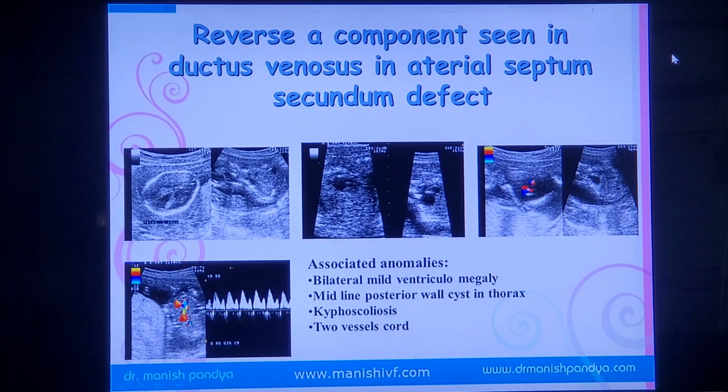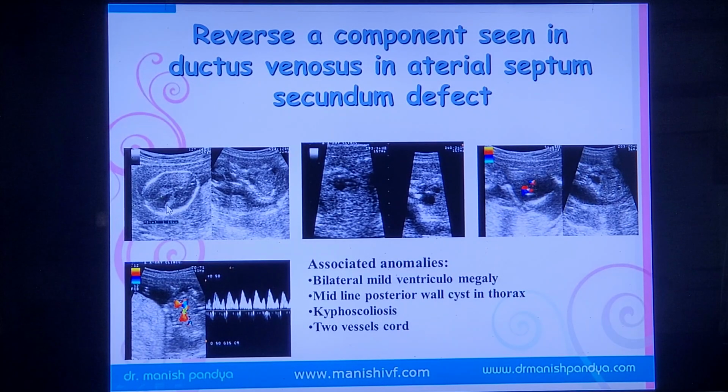Reverse component is seen in ductus venosus in atrial septal defect. You can see there is a ventricular dilatation. You can see bilateral mild ventriculomegaly. Again in sample I can say it is more than 10, eye catching. Here you can see the numbers. It is of 1 centimeter. So naturally you can see this is more than 1 centimeter, more than 10.